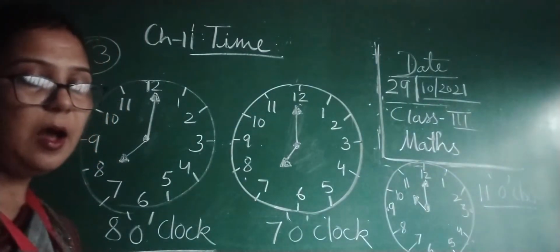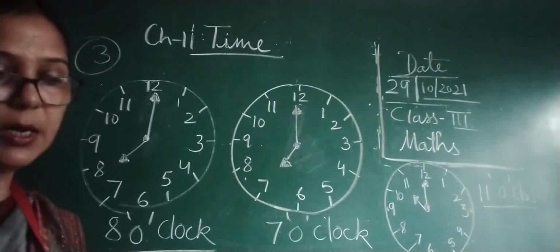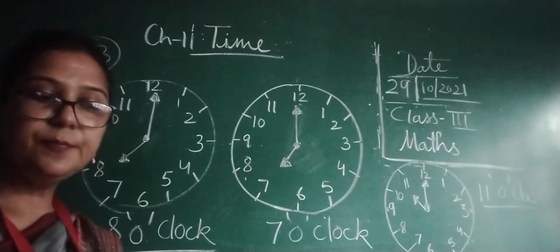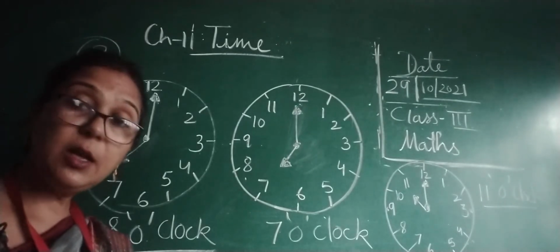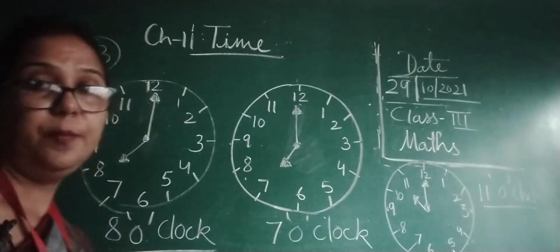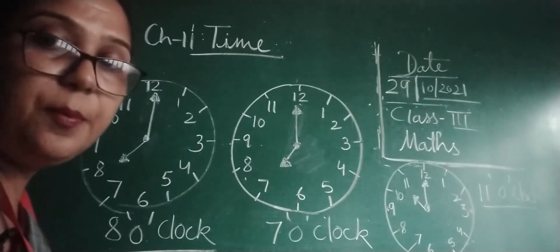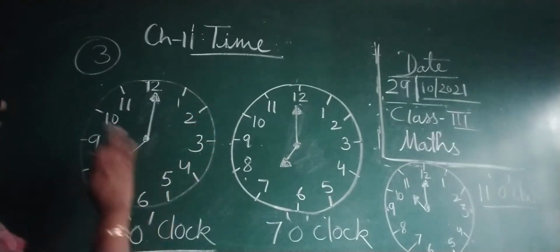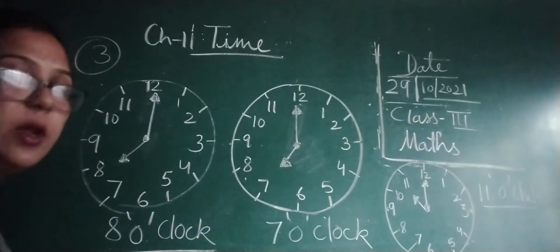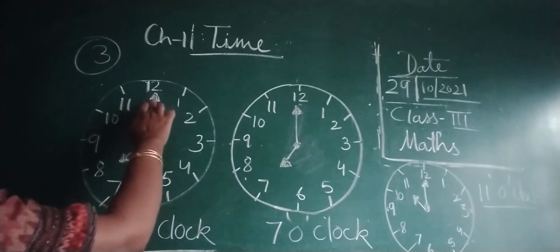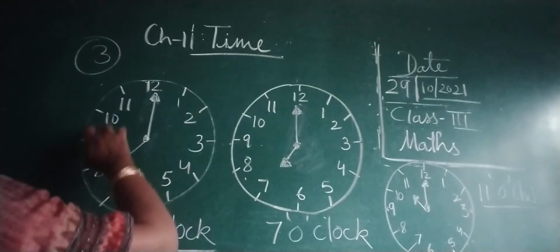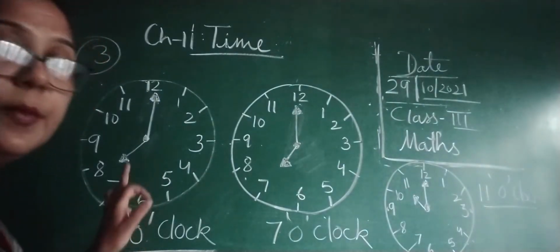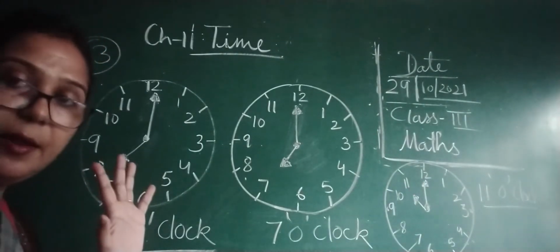Reading time in half hours and quarter hours. Okay, our next topic is reading time in half hours and quarter hours. What are half and what are quarter? As we have discussed children in our previous video, the whole clock is divided into 60 minutes. Okay, so this is 60 minutes. If the big hand is going to take a circle, it will be intimated, that is this is 1 hour.